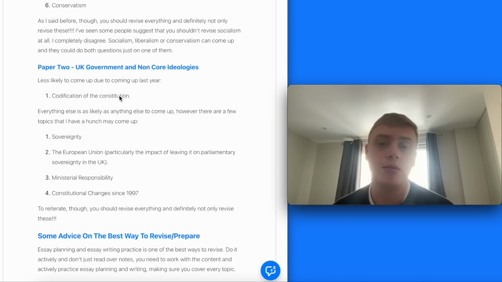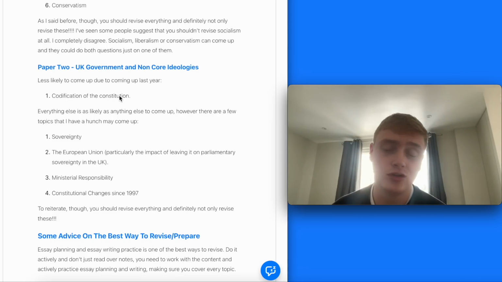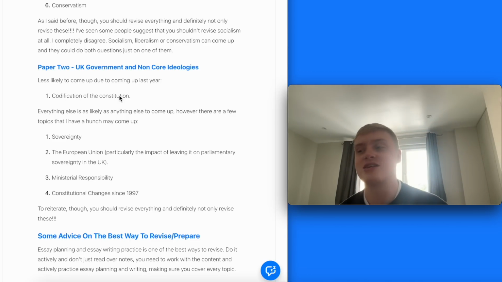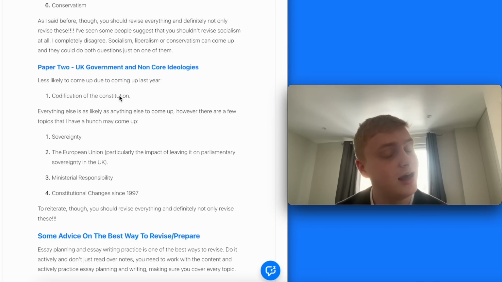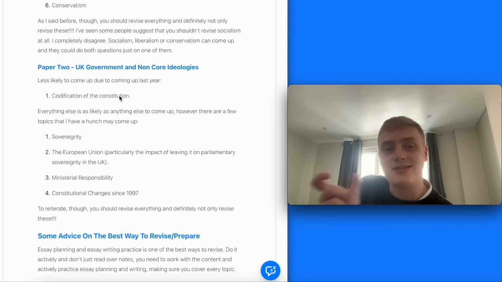Possibly not. And you can also look at arguments about pooled sovereignty, that the pooled sovereignty of being in the EU has been lost. So I think that's definitely a question that could come up, a very difficult one, but the European Union isn't a topic that's just never going to come up again because we've left the EU. It definitely can come up, particularly in relation to its impact on parliamentary sovereignty. And as I said, that could also be a question that spans that and the sovereignty topic.